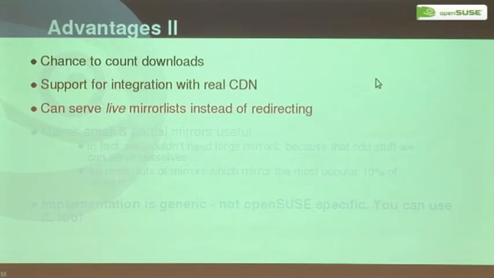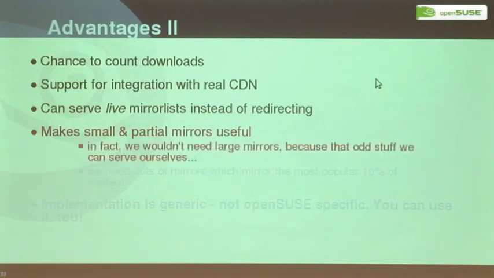And then there's something special. We can serve live mirror lists instead of redirecting. So that's the kind of real-time mirror lists I talked about. So the client can actually get a list of mirrors and then figure out by itself which is the fastest. So all this makes small and partial mirrors useful for us.